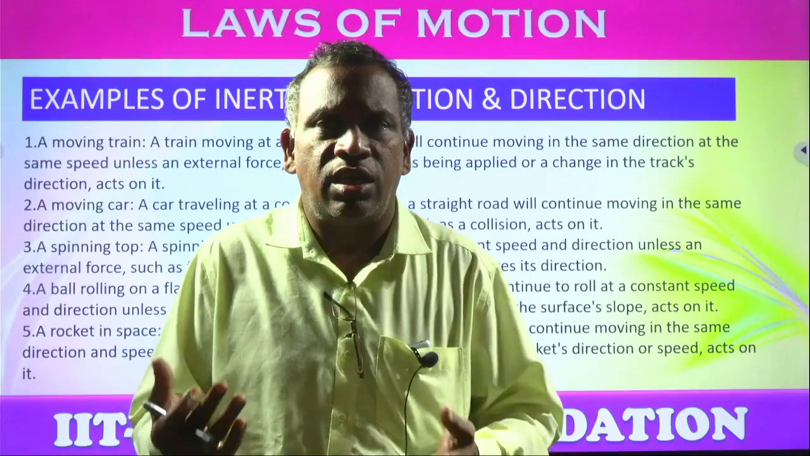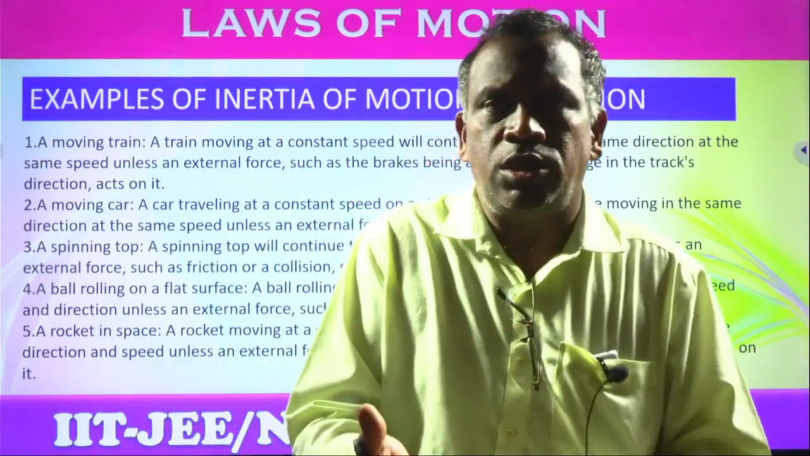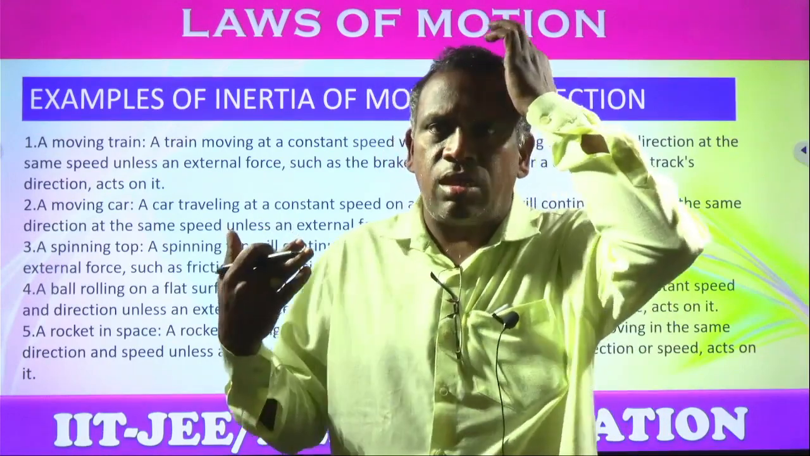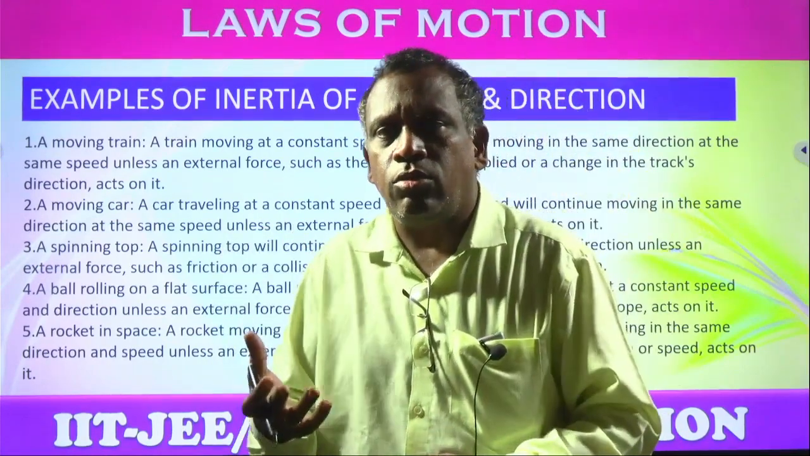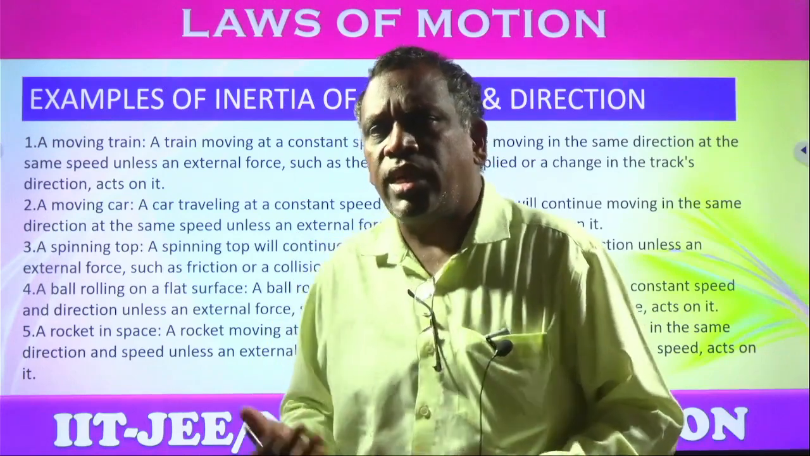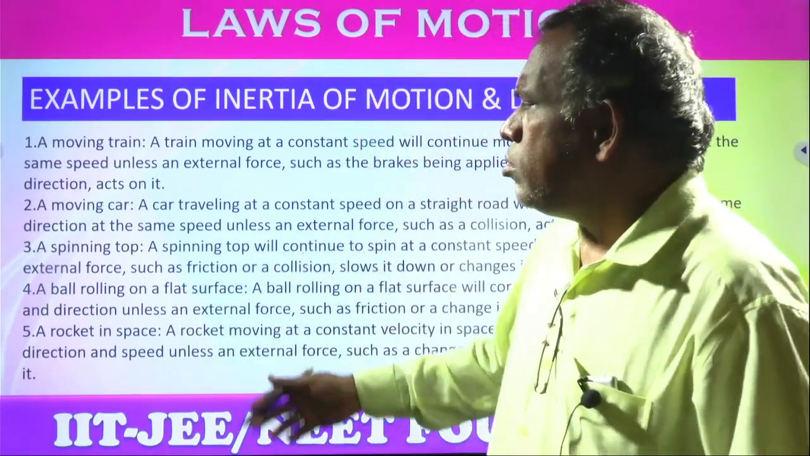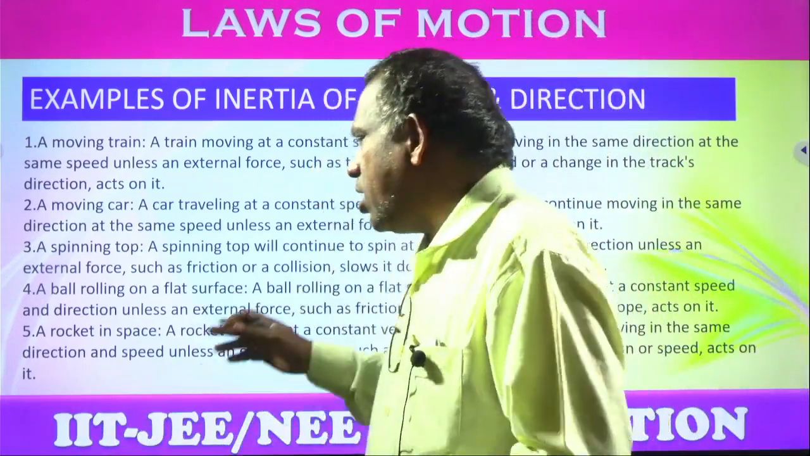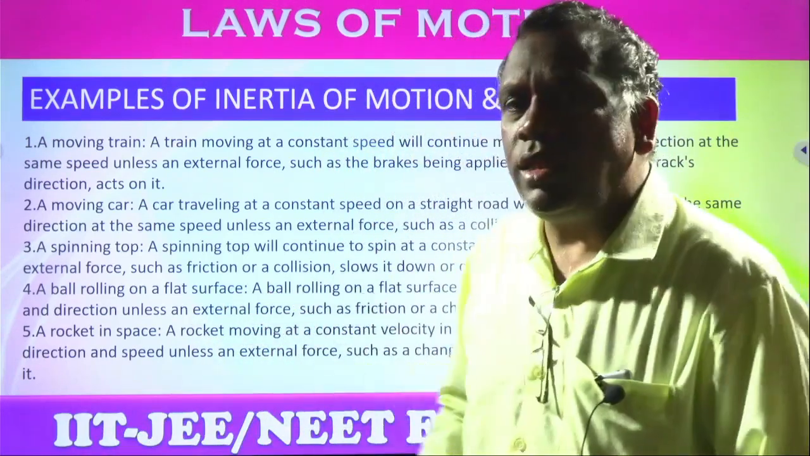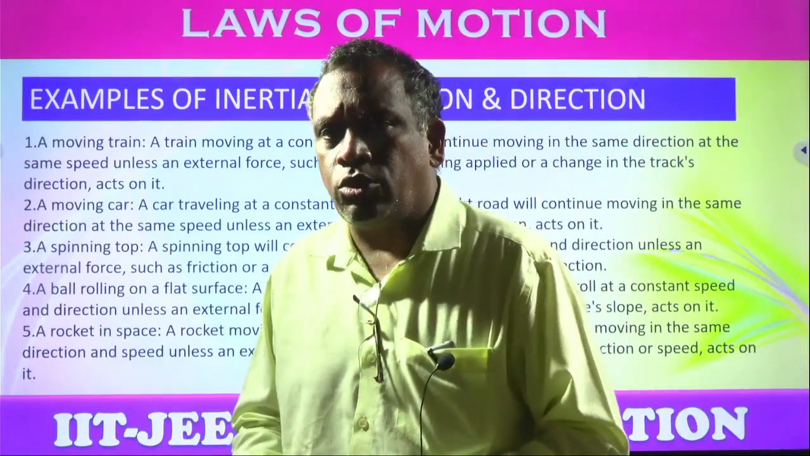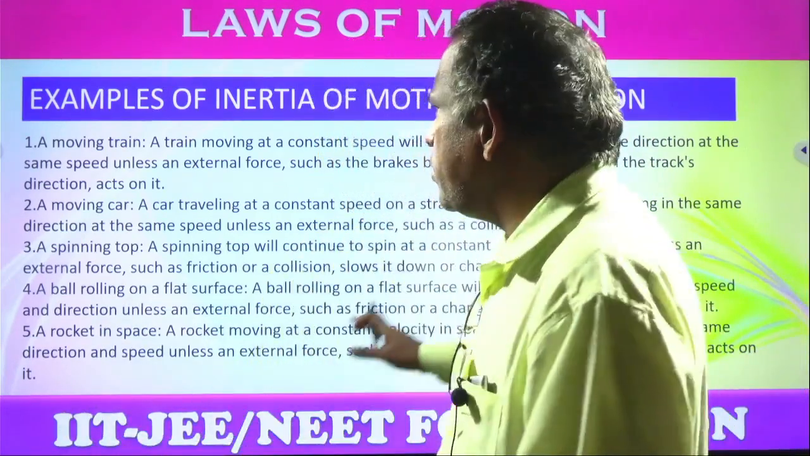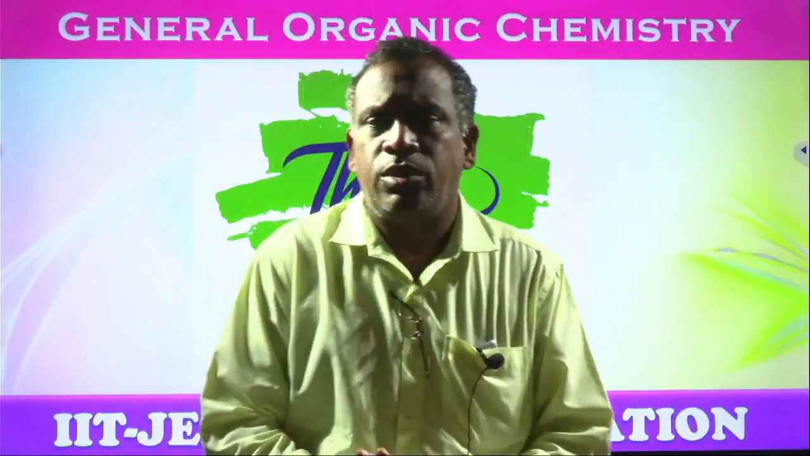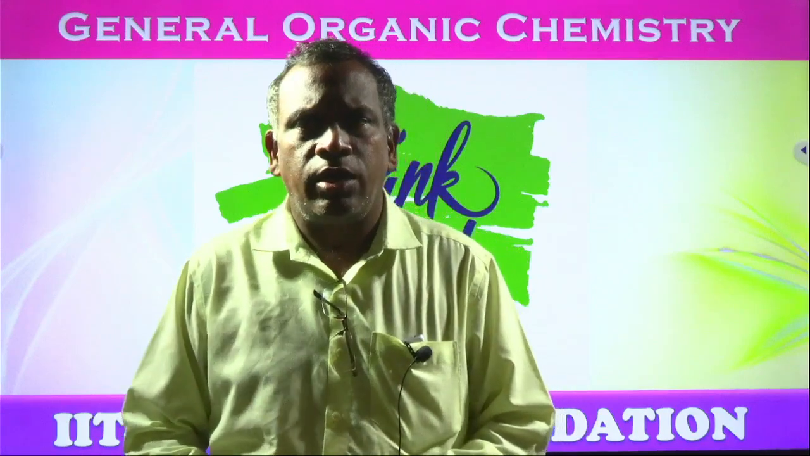That is due to inertia of motion. You have a motion, so that continues. When some external force acts on it, you automatically try to resist the change. That is due to inertia. A moving car, a spinning top, a rolling ball, a rocket in space, all these are due to inertia of motion only. So these are the examples of inertia of motion and inertia of direction. Thank you very much. We'll continue in the next video.